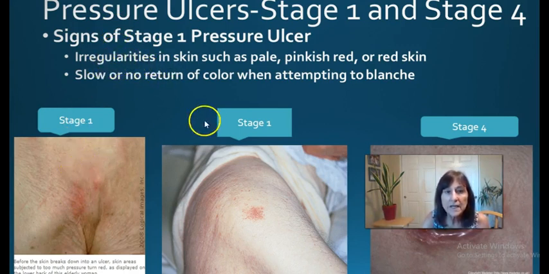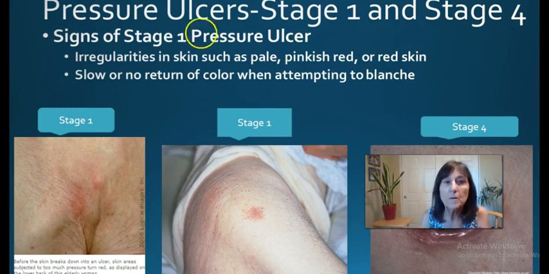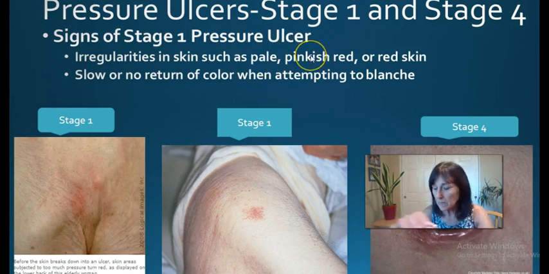Okay, so these are stage 1. They stage it 1, 2, 3, and 4, and there's irregularities in the skin, such as pale, pinkish red skin, or if they're a dark-skinned person, it might be even darker, looking like a bruise, but it could also be grayish. So it depends kind of where they're at in the process of pressure. Slow or no return of color when attempting to blanch, so when you press it down like this.